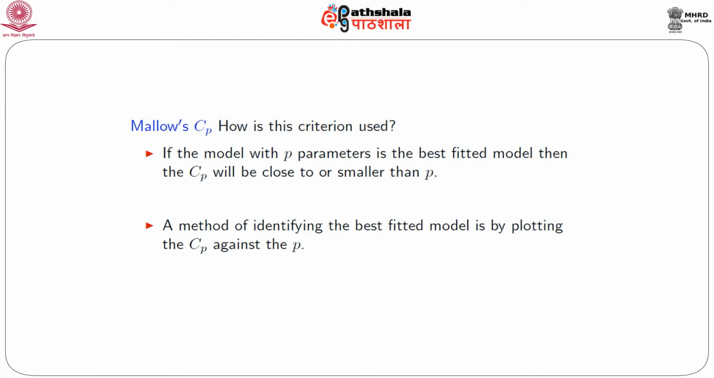So, how is this criteria used? We have looked at the mathematical expression for Mallows-CP criteria, but how do we use the criteria? If the model with p parameters is the best fitted model, then the Mallows-CP criteria will be close to or smaller than p. The method of identifying the best fitted model is by plotting CP against p.